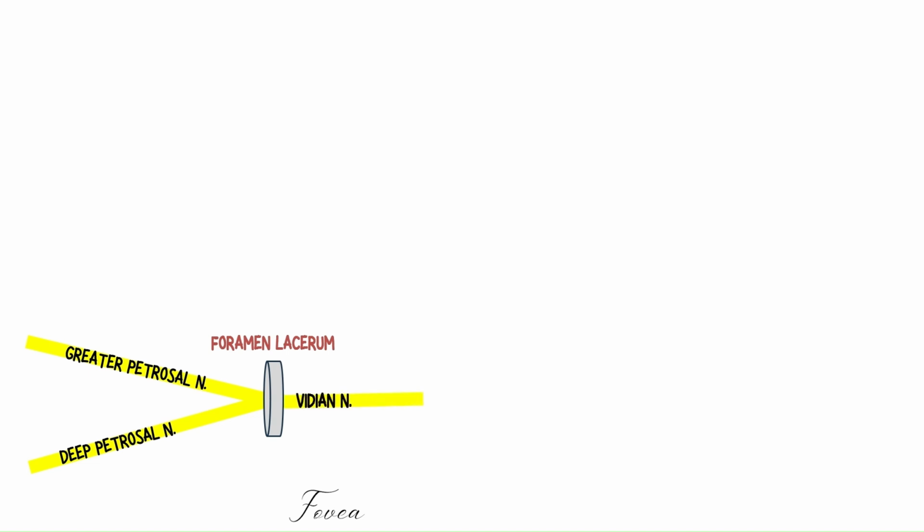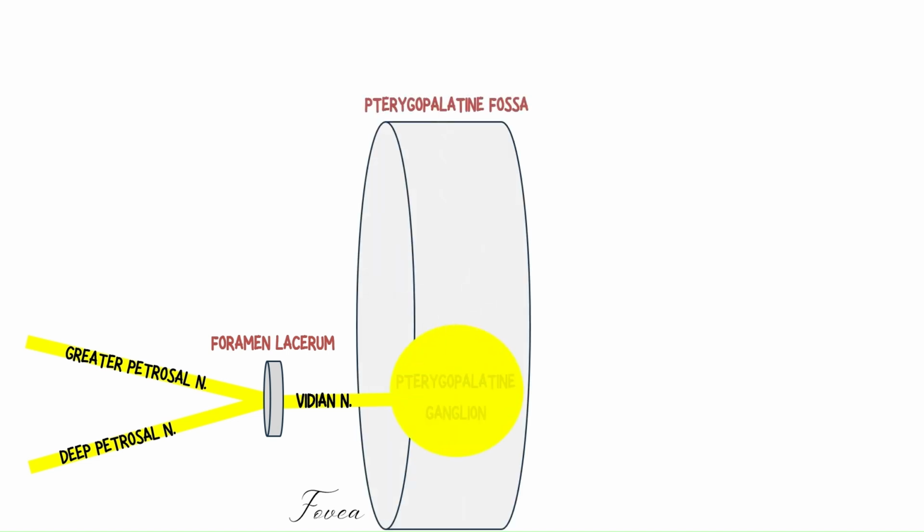The greater petrosal nerve, consisting of preganglionic parasympathetic fibers from the facial nerve, passes into the foramen lacerum, where it joins the deep petrosal nerve, which carries sympathetic fibers originating from the superior cervical ganglion, to form the vidian nerve. The vidian nerve enters the posterior region of the pterygopalatine fossa to join the pterygopalatine ganglion. Postganglionic parasympathetic fibers enter the maxillary nerve through its ganglionic branches.